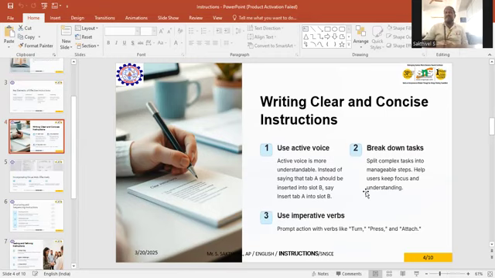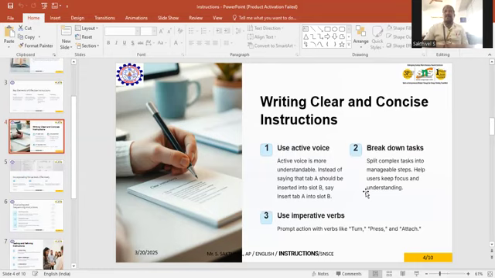So let's see. The first thing is writing clear and concise instructions. The first point is to use active voice. So how do we use active voice? When we want to say anything directly, to be to the point, or when involving some agent in order to perform an action, we use active voice. And it is also very understandable.